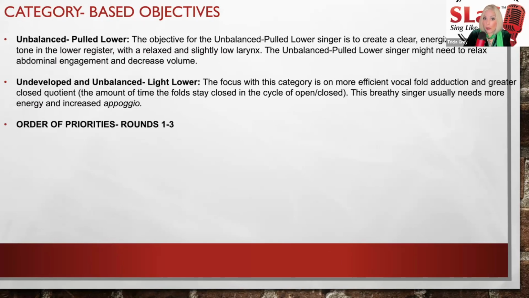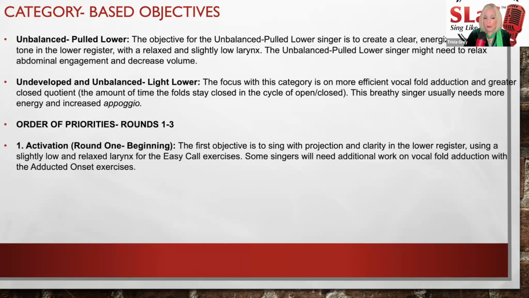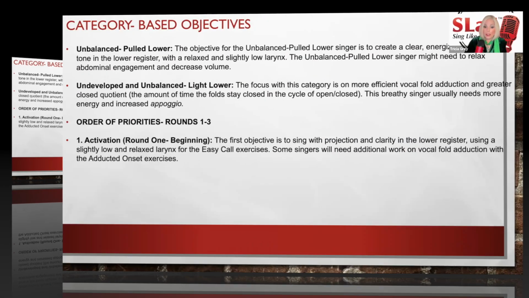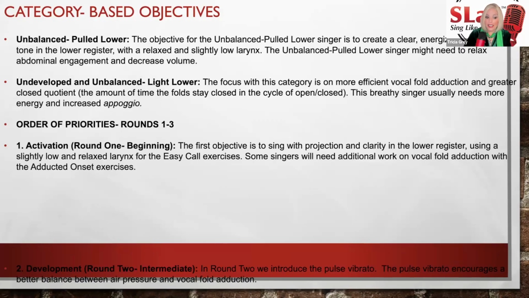The order of priorities in rounds 1 through 3. Number 1, activation. That's round 1, our beginning round. The first objective is to sing with projection and clarity in the lower register, using a slightly low and relaxed larynx for the easy call exercises. Some singers will need additional work on vocal fold adduction with the adducted onset exercises.